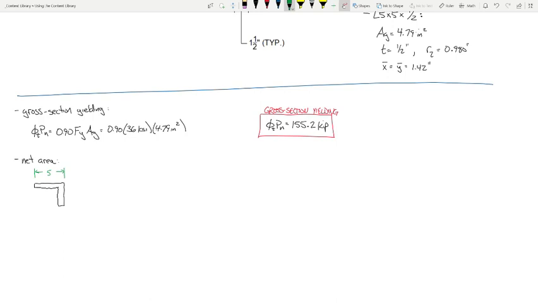So, here's my second question. What is that dimension? 4.5 inches, right? Okay. All right. The point I'm making is this.